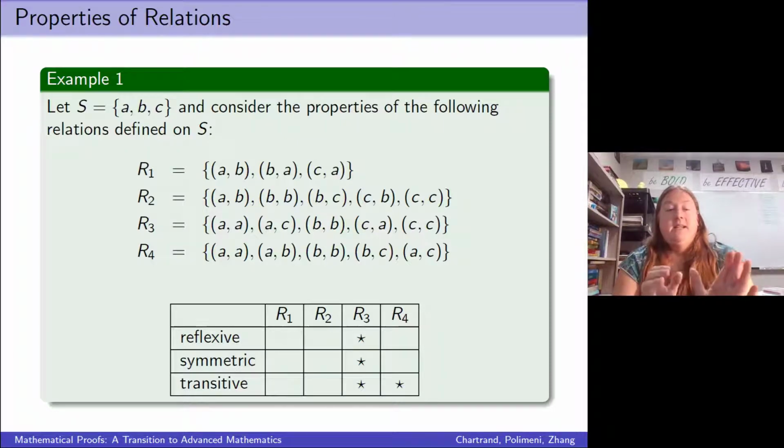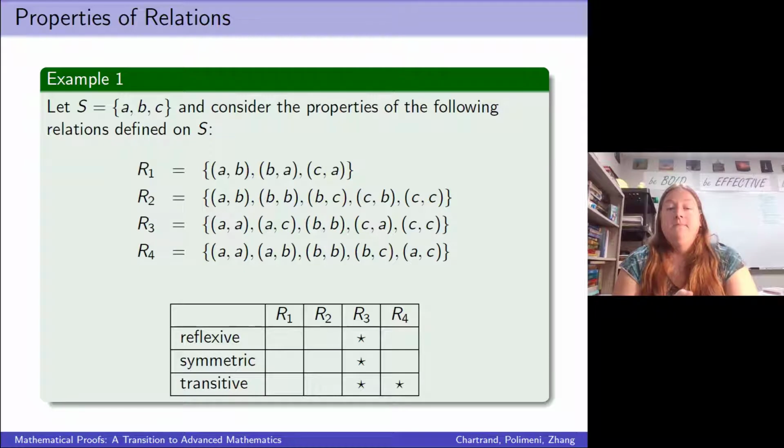Similarly, I'm looking at AB and BB in relation 2. So that means the B's match up in the middle and AB must be present. So it is. Then I can look and I can see AB and BC are present. So AC must be present, and it is not. So relation 2 is not transitive. As soon as you have one example of a way that it's not, then you move on, all right? You've said it's not, you're good, you have your proof, you have your counterexample.